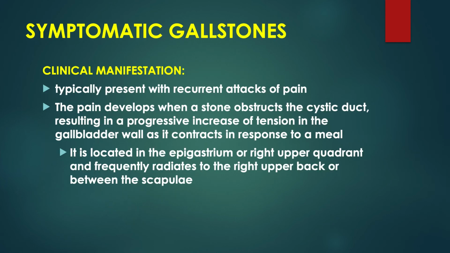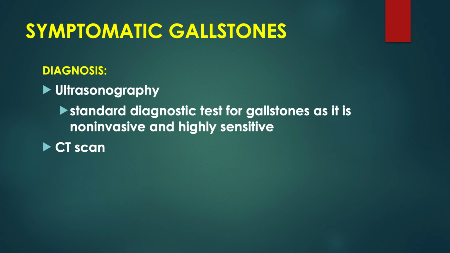Now we go to symptomatic gallstone disease. Symptomatic gallstones typically present with recurrent attacks of pain. The pain develops when a stone obstructs the cystic duct, resulting in a progressive increase of tension in the gallbladder wall as it contracts in response to a meal. The pain is located in the epigastrium or right upper quadrant and frequently radiates to the right upper back or between the scapulae. The diagnosis of symptomatic cholelithiasis or chronic cholecystitis depends on the presence of typical symptoms and the demonstration of stones on diagnostic imaging.